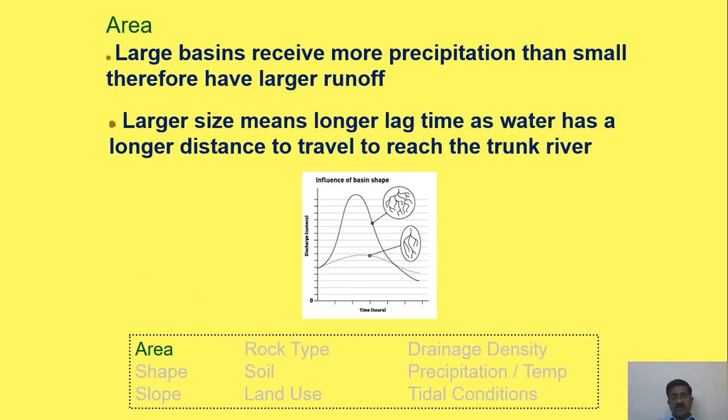Now, number one is the area. Large basins receive more precipitation than small, therefore have larger runoff. It is direct, remember. So if a large area is there, the discharge will be more. If the area is smaller, the discharge will be less. Larger size means longer lag time, as the water has a longer distance to travel to reach the trunk river or the major stream. So area is the major factor which is influencing the hydrograph.